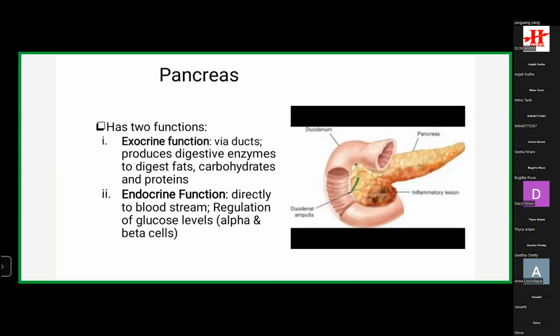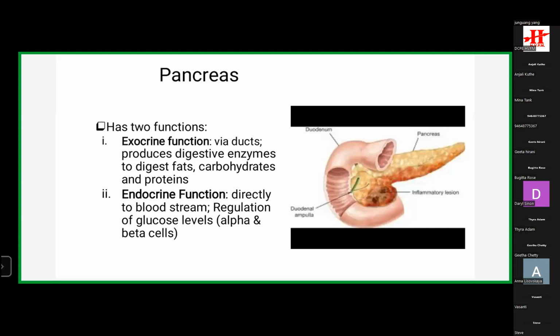This is more than enough knowledge regarding the pancreas. Now, another function, the endocrinal function of the pancreas, we are going to learn in detail while studying the endocrinal system. In the next lecture, we will learn about the endocrinal part of the pancreas.